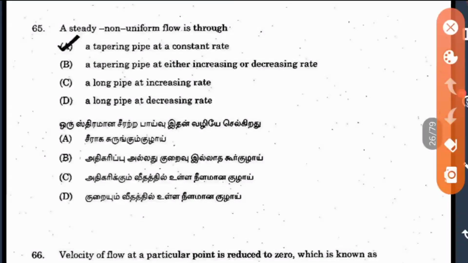If you see the non-uniform, here there are two pipes. One is a long pipe, where they didn't mention anything about change in the shape, and the other one is the tapering pipe. Tapering pipe means the dimension will be either increasing or decreasing. When this happens, uniform flow cannot be maintained there. Okay, so here as it is non-uniform and steady, option A only is the right answer.